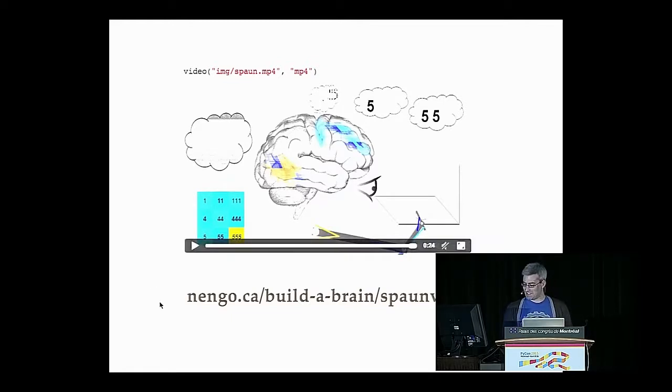I don't have time to go into the detail about Spawn, but if you're interested, I encourage you to check out nango.ca for some videos of Spawn happening. You can read our paper. But what I want to highlight here by showing Spawn is that Nango allows us to scale things up in an exciting way.